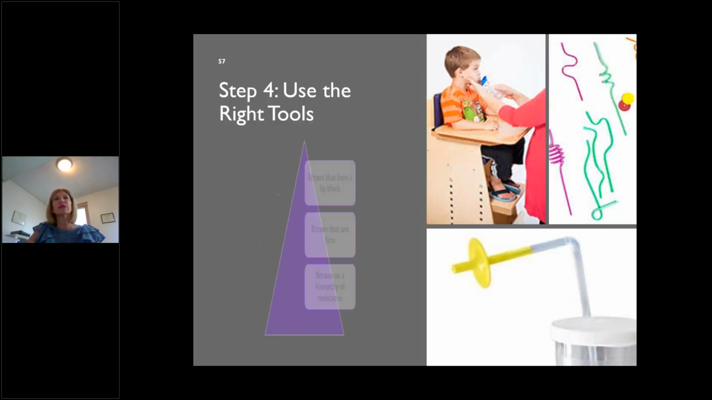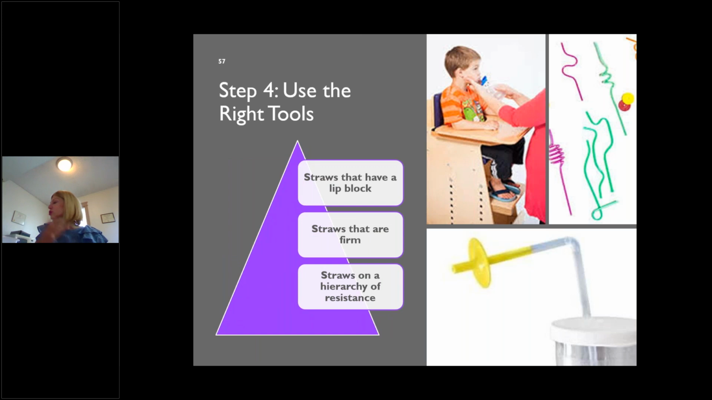Use the right tools. And what are the right tools? Straws that have a block. This is the first straw in the Talk Tools straw kit. When you put this in the liquid, it creates a barrier. With a regular straw, the child might stabilize the straw with the tongue blade or bite the straw.